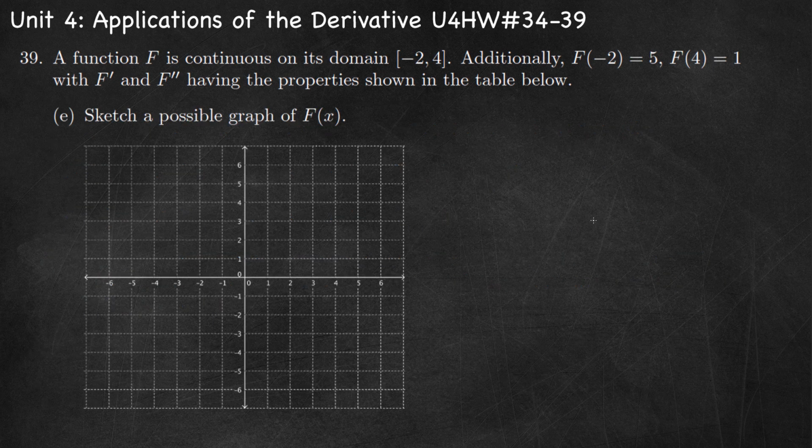And part E, sketch a possible graph of f of x. Okay, so I need to jot down some of that information we've already found. Well, first of all, we know f of negative 2 equals 5. That's given. So we have f passes through this point here. f of 4 equals 1. So we have another point right here.